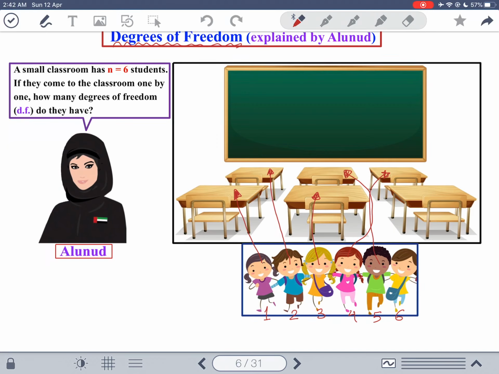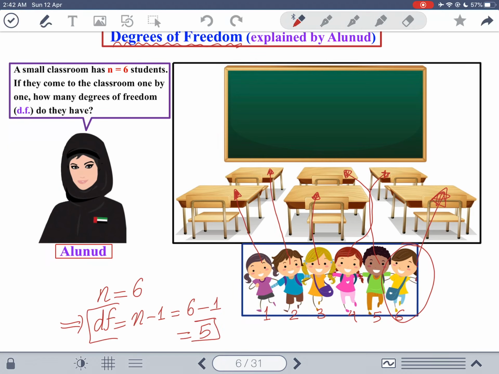Now, what about the 6th student? She has no freedom of choice. By this, I mean no degree of freedom. She cannot choose. She must sit here. This is why we say that from this sample, we have 5 degrees of freedom. My sample size is 6, and I have 5 degrees of freedom. df is n minus 1, which is 6 minus 1, which is 5. This is Le'anud's example, and I believe that it makes sense to you now. So whenever you remember degrees of freedom, the easiest example is this one.